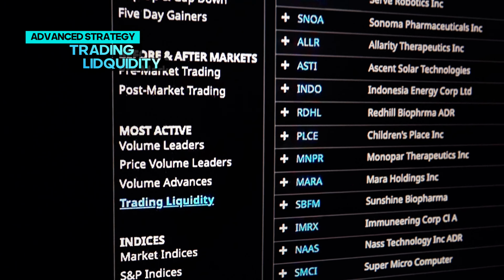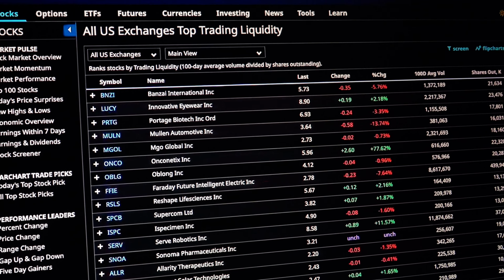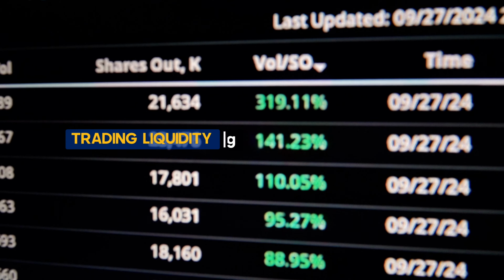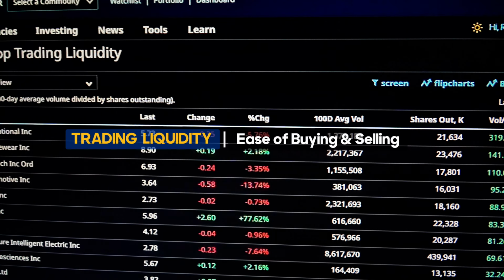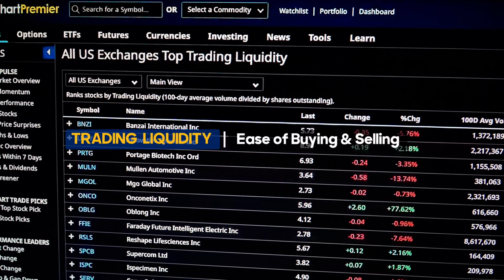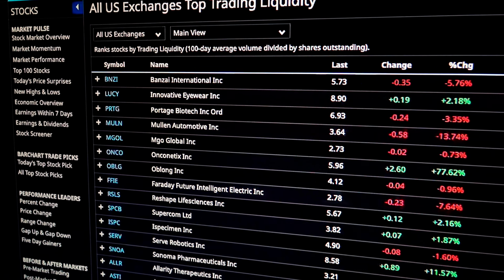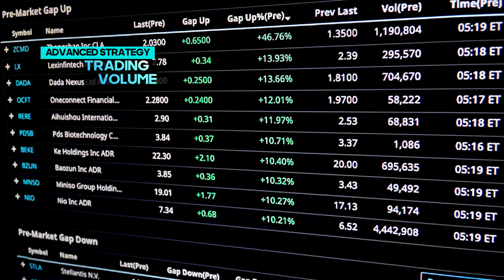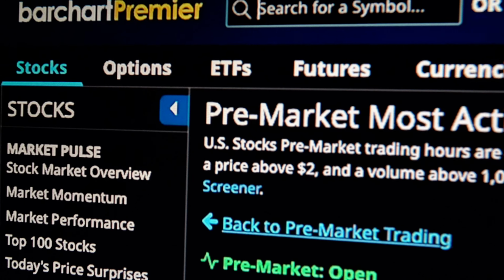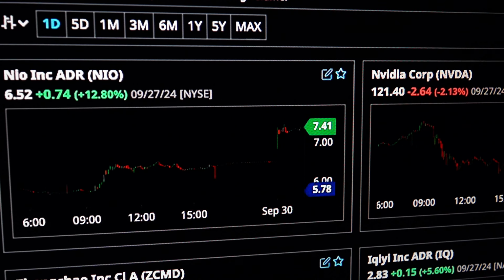Let's dive a little deeper into some advanced strategies to help you level up. First up, let's talk about trading liquidity. Liquidity simply means how easily you can buy or sell an asset without affecting its market price. Low liquidity can cause price volatility, especially in pre- and post-market trading sessions. Next is where volume comes in as a key indicator for trading. Volume is the number of shares traded, and high volume often signals strong market interest.